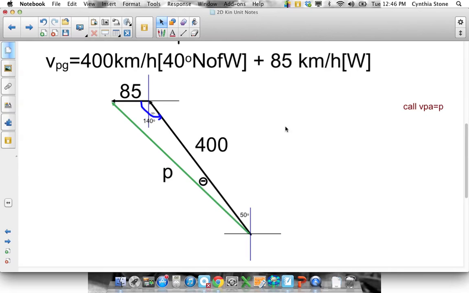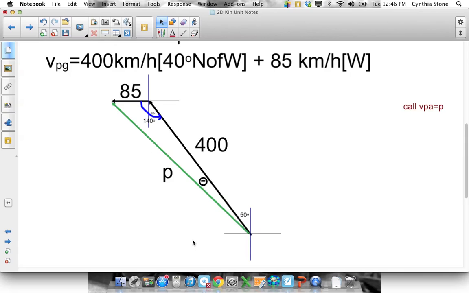Just to see if this makes sense, this is where the plane wants to go. The plane wants to end up here. That's the goal. Starting here, ending here. Imagine you're actually looking at the map. Starts here, ends here. The wind speed is 85 east. So where the pilot aims is over here, to get pushed right back to where the intended end goal is. And that's really what's going on.